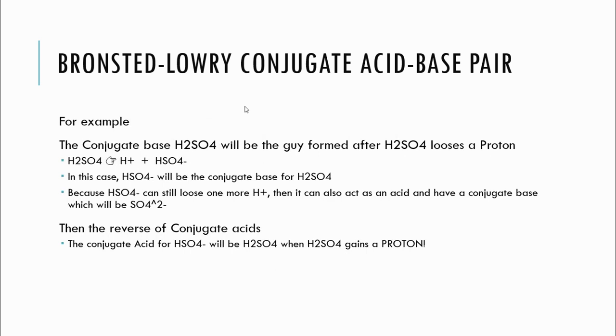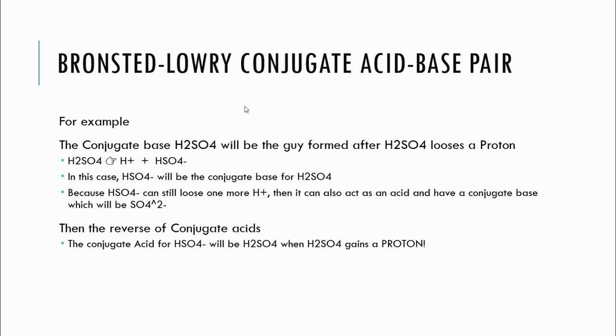Moving on, the conjugate base of H2SO4 will be the species formed after H2SO4 loses a proton. Look at the example I just cited. We have H2SO4 losing one hydrogen ion to form what? To form HSO4 minus. So HSO4 minus is the conjugate base of what? H2SO4. Simple stuff. It is only one that it leaves.